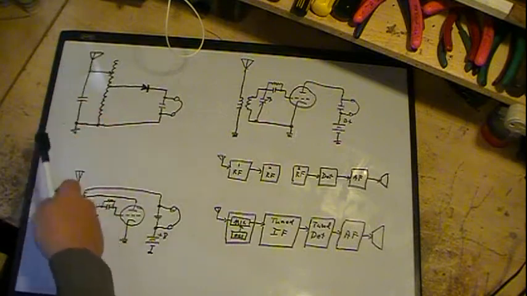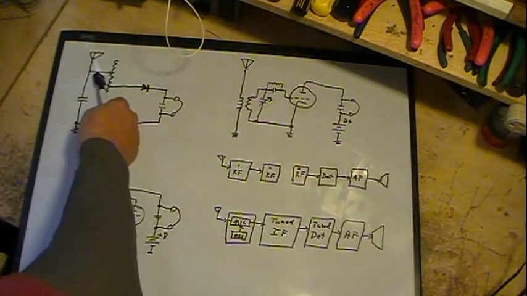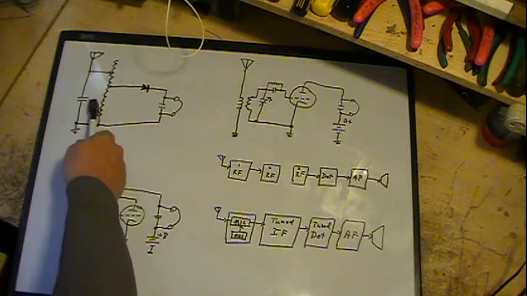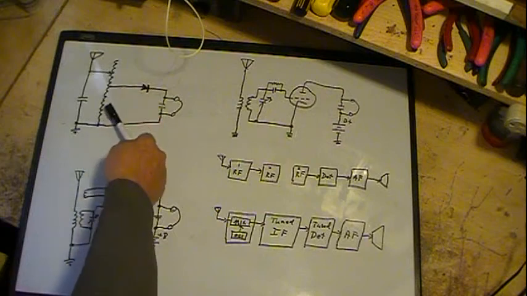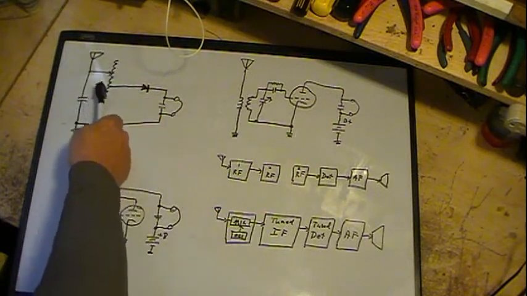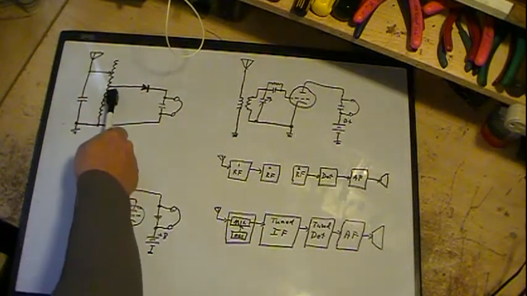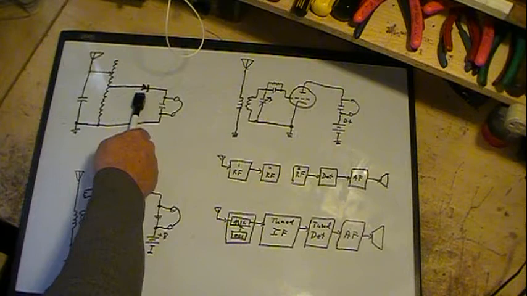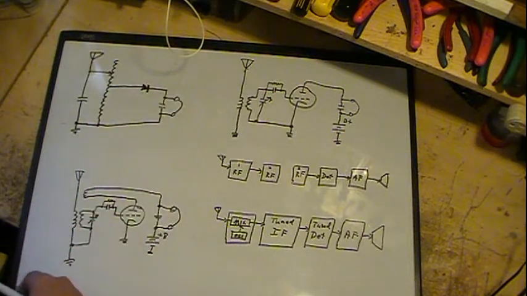You might consider this inductive tuning, because the tuning is done by a slider across the coil, effectively changing the length of the coil, the number of turns, which changes the inductance and allows it to tune. This is fed off of a tap into a crystal diode and then out to headphones.